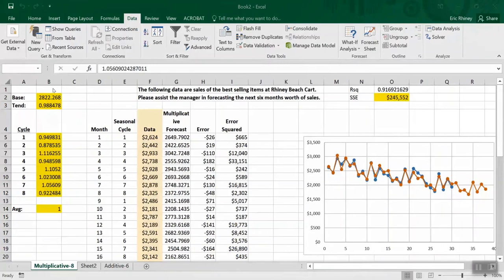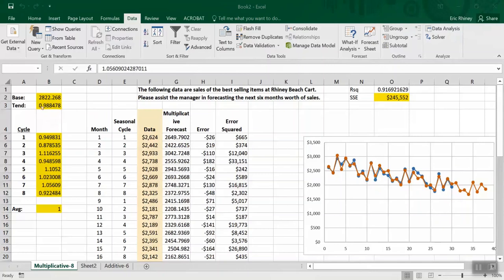So you can see that the base is somewhat similar, a little bit higher than it was before and a little bit higher than it was with the linear. The trend is going to be quite different. So what this trend is, remember that we're doing a multiplication. So basically we're losing a little bit of a percentage as we move forward is basically what this is saying.